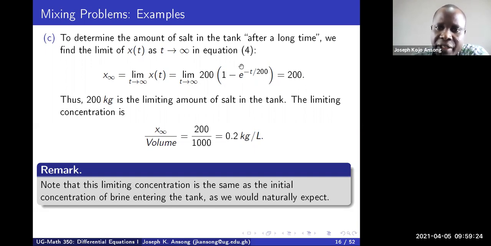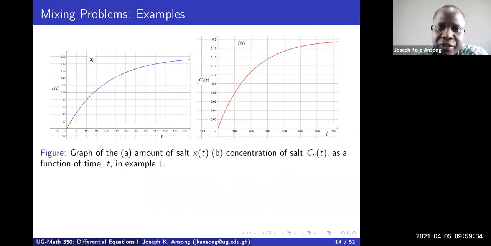Well, as t goes to infinity, this term here goes to 0, right? So 200 times 1 will become 200. So in a long time, x will approach 200. And that is what you see in the graph here. As t goes to infinity, this curve keeps going until it approaches this number here, which is 200. So it will eventually approach 200 after a very long time.